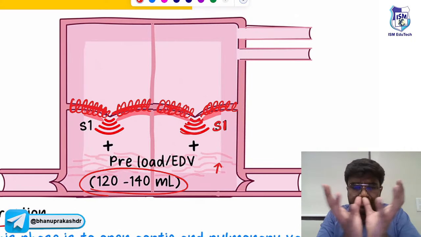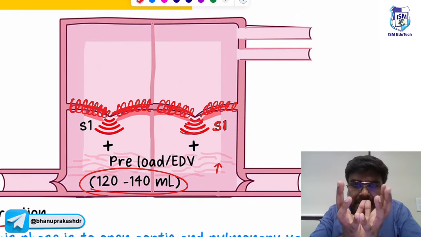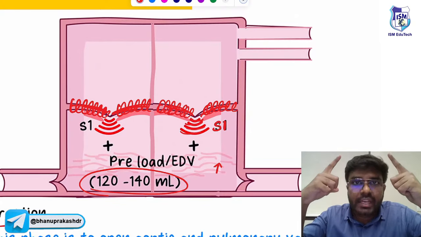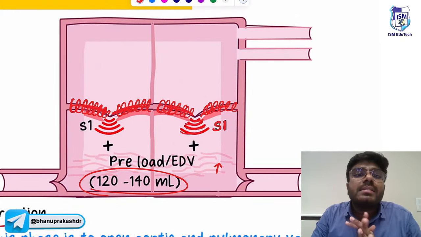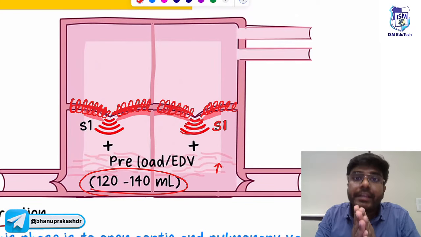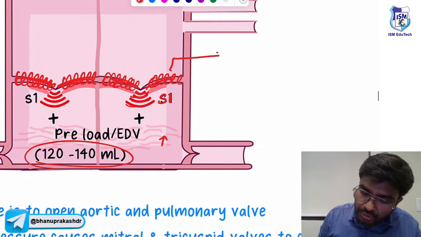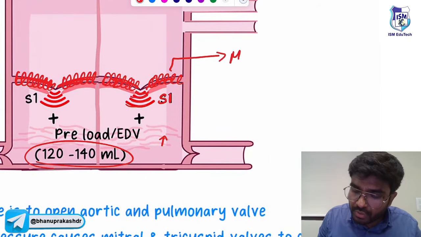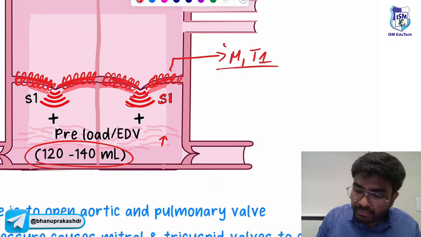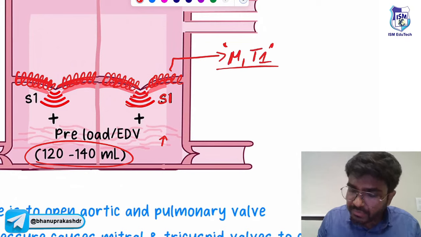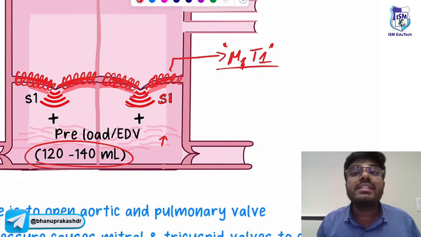So the ventricle has started to contract. To prevent the regurgitation of blood into the atria, the atrioventricular valves, the mitral valve and tricuspid valve, both close, leading to the S1 heart sound. So, tell me, S1 heart sound is due to closure of the mitral valve and tricuspid valve. We write it like M1, T1. What is M1, T1? Mitral valve closed, tricuspid valve closed, causing the first heart sound.